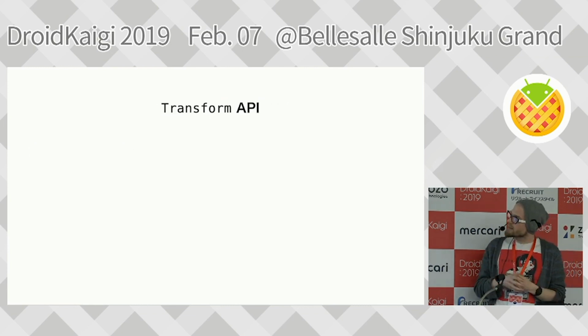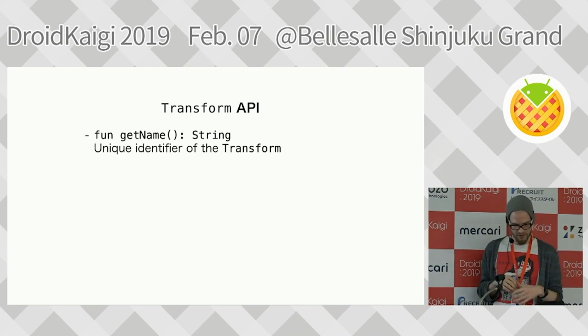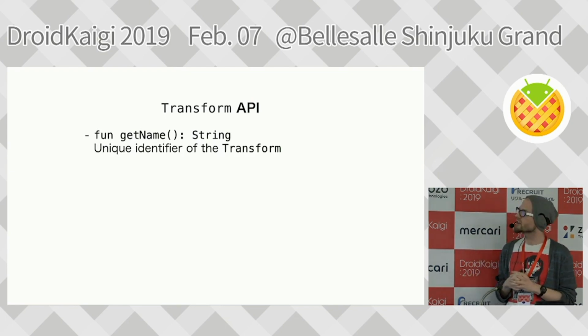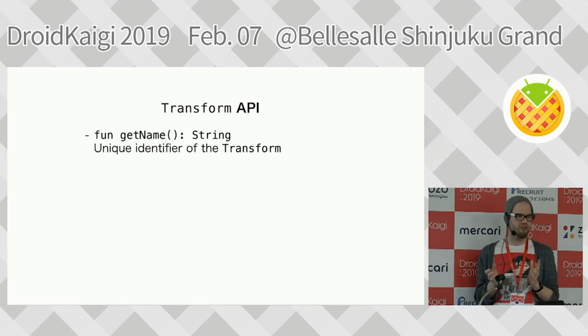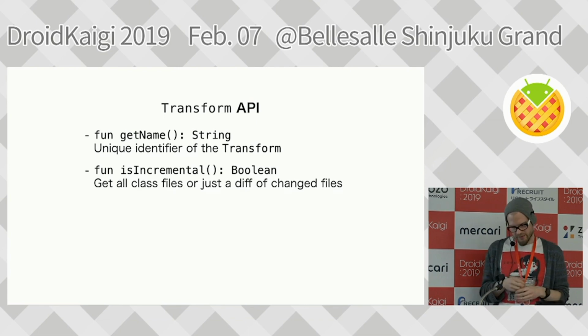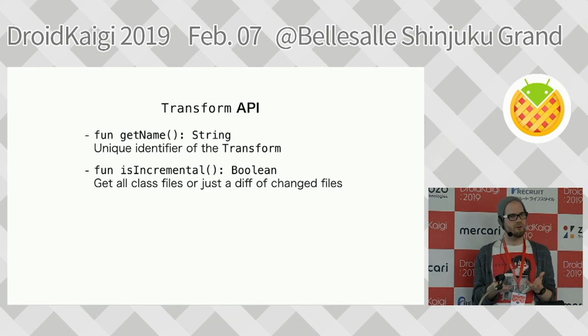The transform API itself comes from the base class. It's an abstract class, so that means you have to implement a few methods. Let's go through these real quick. First, we have getName. It's just a unique identifier for your transform, just a string. Next, we have isIncremental. Just a flag, true or false. Can your transform handle incremental inputs or not?